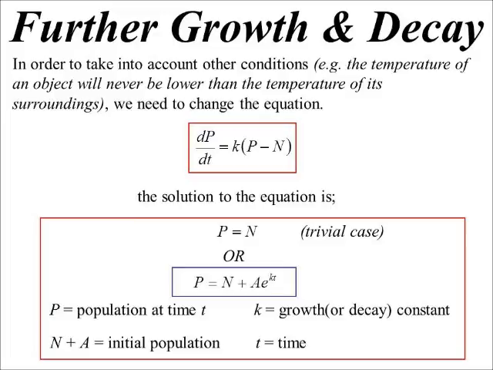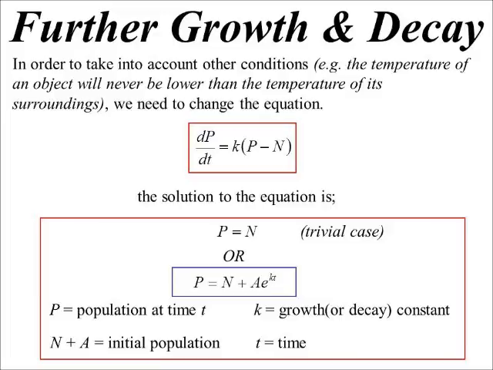The trivial case, we don't worry about it, not interested in that. The other possibility is this one, P equals N plus Ae^(kt). Now imagine we were drawing the graph. Remember the 2-unit model didn't have the external condition, it was just P equals Ae^(kt). So a basic exponential curve. What's the difference with this one?